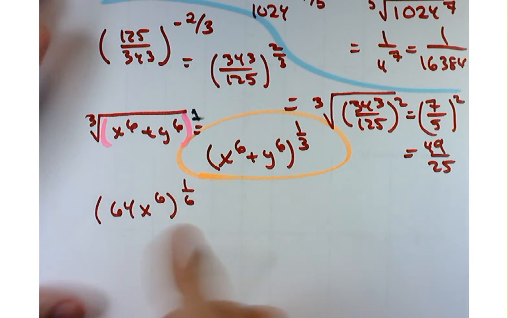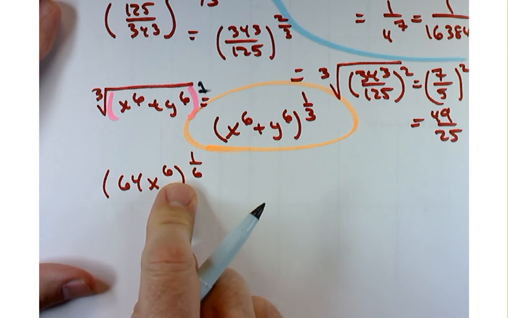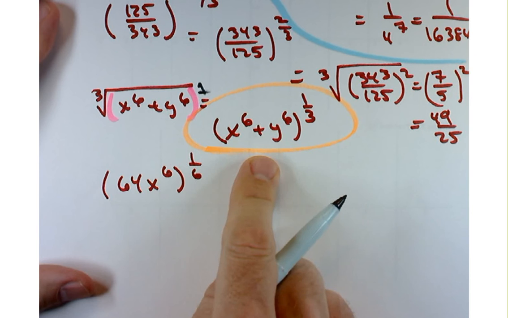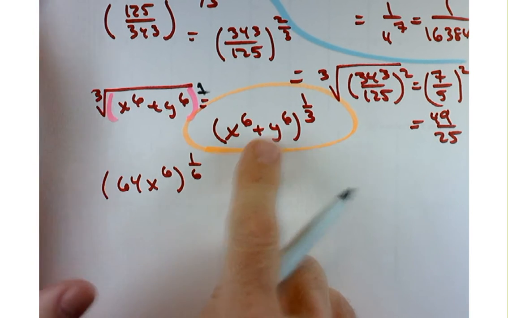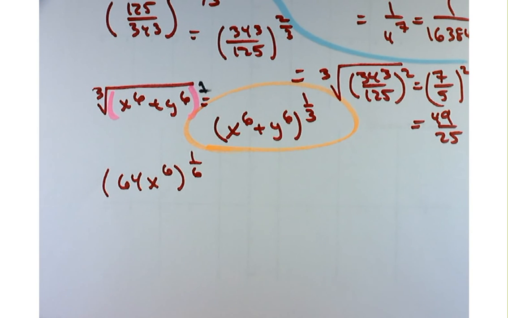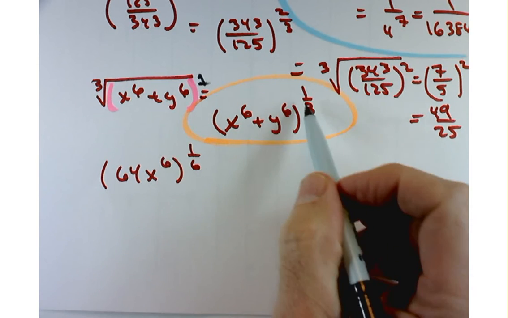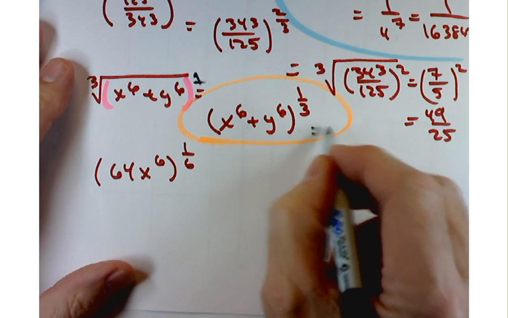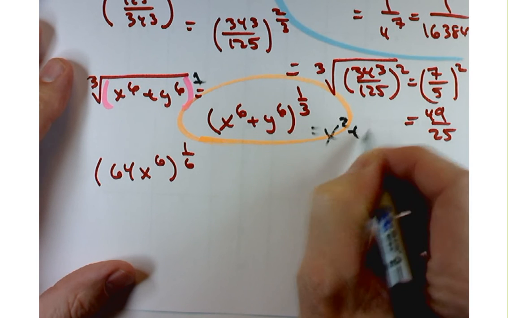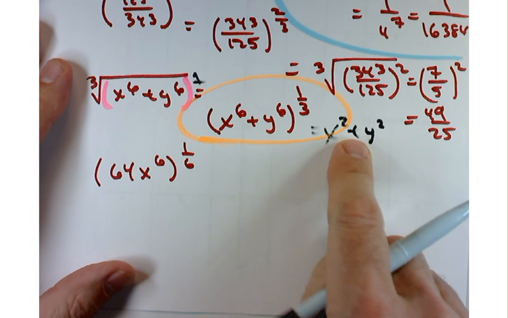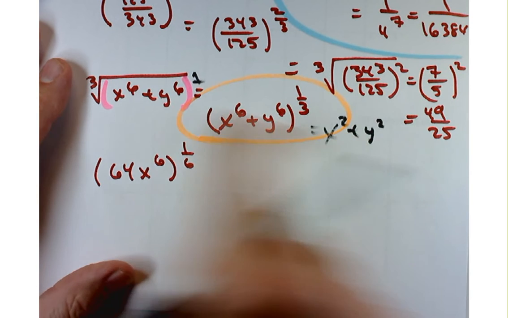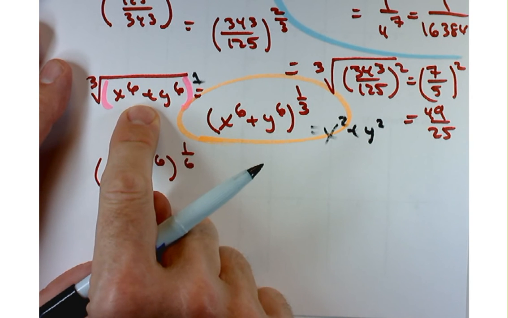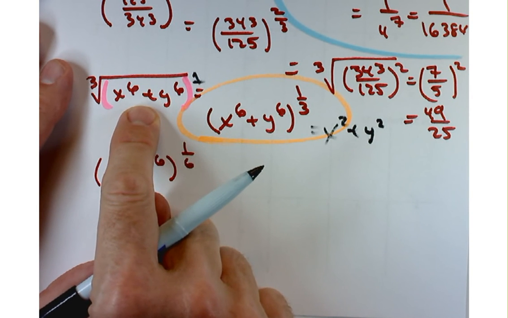One, maybe two more. Would we leave it like that? That's all you can do. I know it's screaming out like, oh, you should multiply the 6 by 1/3, but that's not equal to x to the second plus y to the second. If you were to cube this, you wouldn't get anything close to this. It'd be a big mess, but you wouldn't get anything close to it.